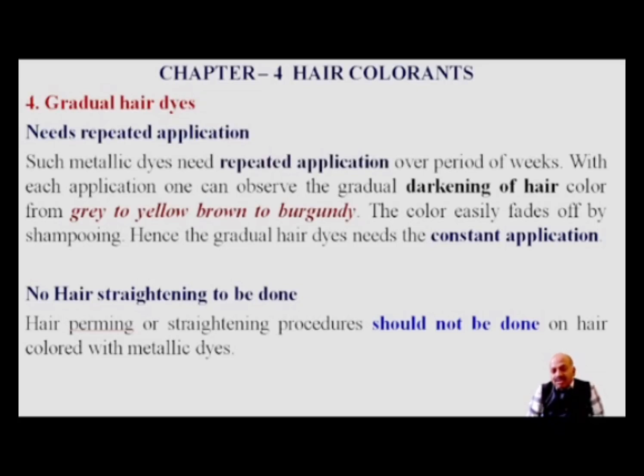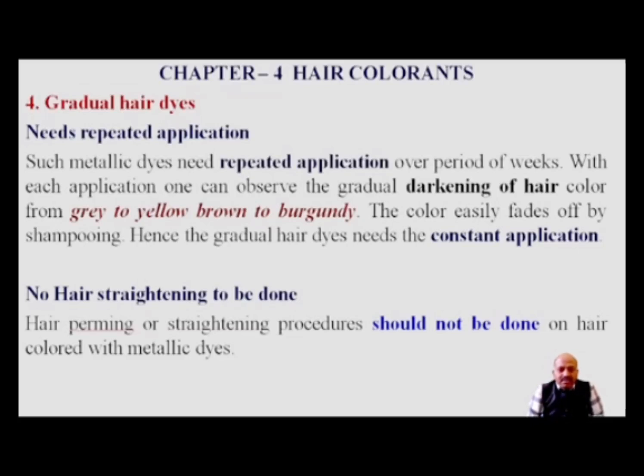The color easily fades off by shampooing. Hence, gradual hair dyes need constant application. When we are going for this type of gradual hair dye, we apply it at least once a week, and again when we shampoo or clean the hair, the color will be lost. So we have to apply these gradual hair dyes constantly for some weeks, so that you will get the darkening color of the hair, where you can see the difference after one month or a couple of weeks. No hair straightening should be done.